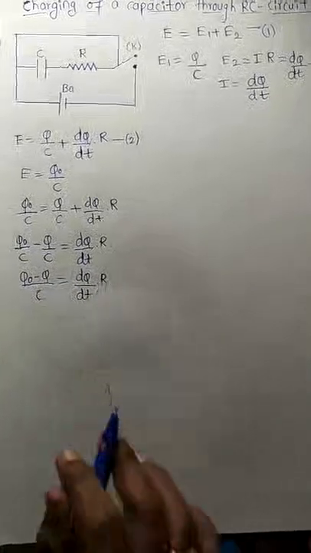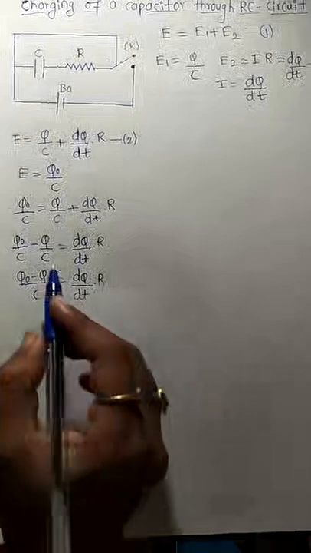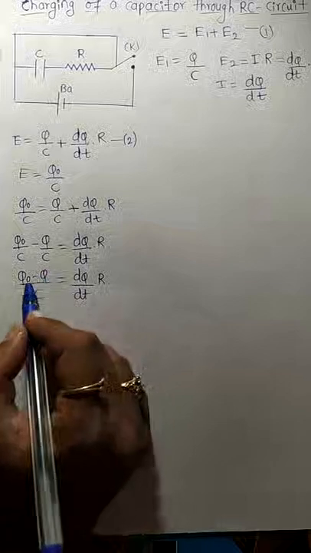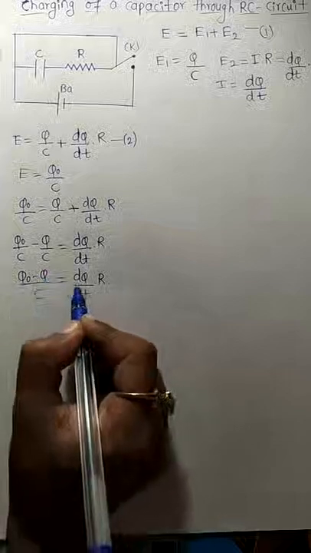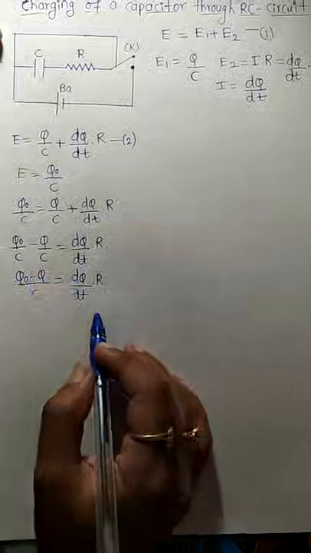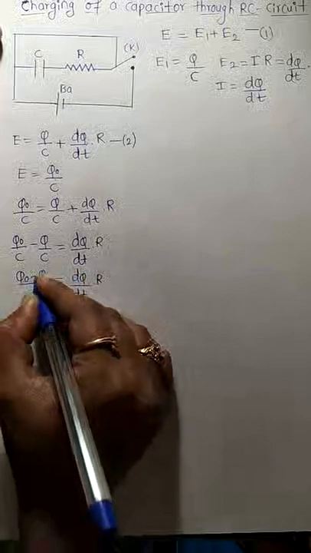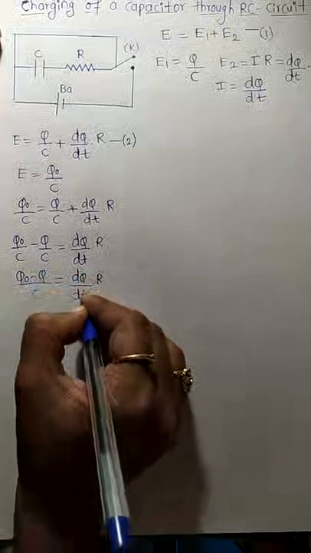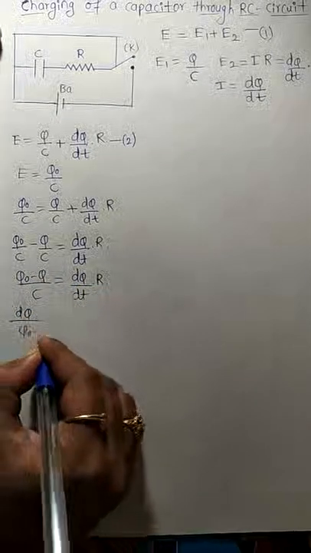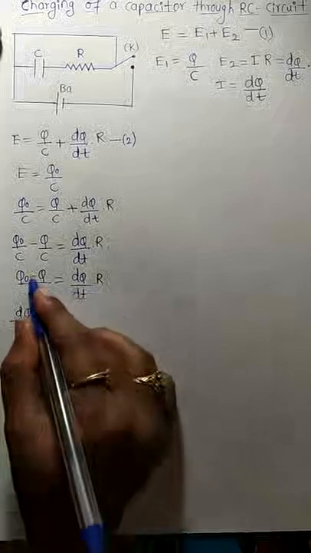Now Q terms I'll make one side and the other terms I'll make another side. Q terms have Q naught minus Q, and on this side dq will be there. So I'll make it on one side. So Q naught minus Q I'll transfer to this side. So dq divided by Q naught minus Q you will get.